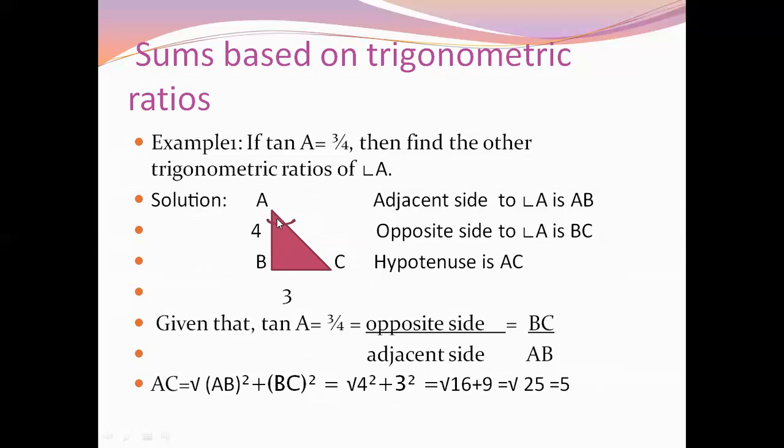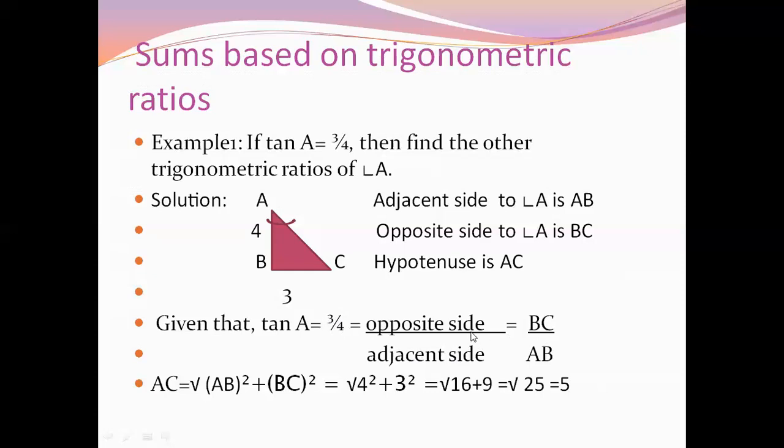To this angle A, the adjacent side is AB, and the hypotenuse is AC. Given that tan A is 3 by 4. What is the tan formula? Opposite side by adjacent side. That means the opposite side value is 3 and the adjacent side value is 4.